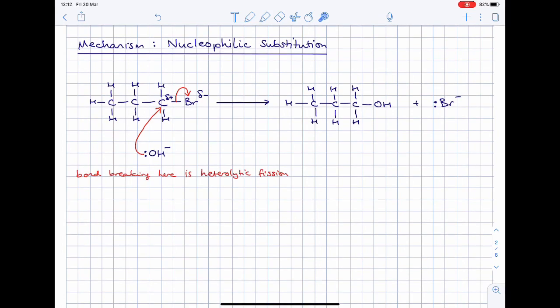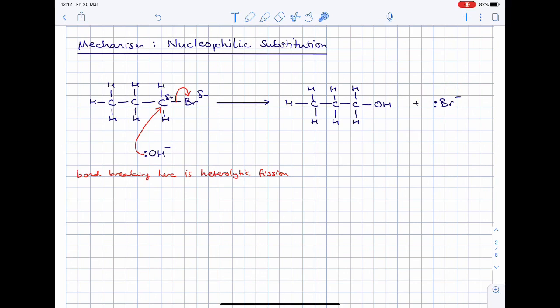So just as a note, the bond breaking here between the carbon and bromine bond is heterolytic fission. So heterolytic fission is the breaking of a covalent bond, so you must mention covalent bond, where the bonding pair of electrons move to one of the atoms that was bonded, and the other atom that formed the bond has lost both the electrons. And we form ions in heterolytic fission.